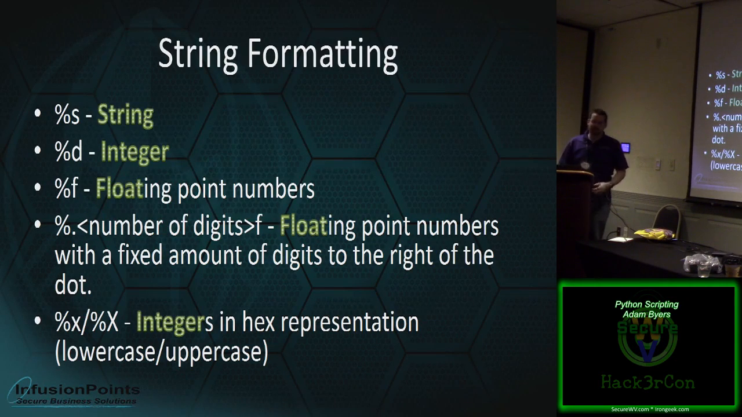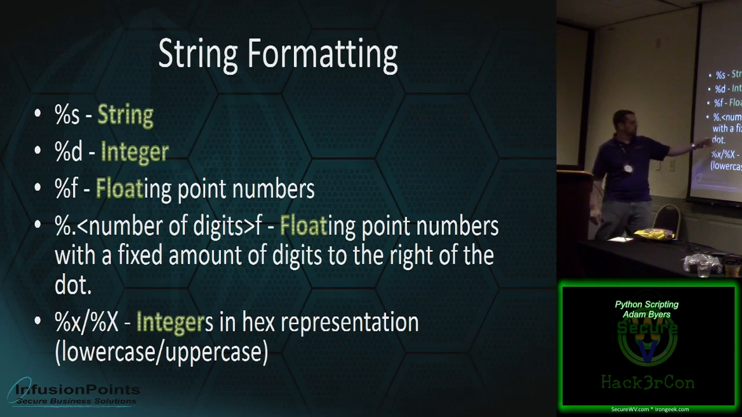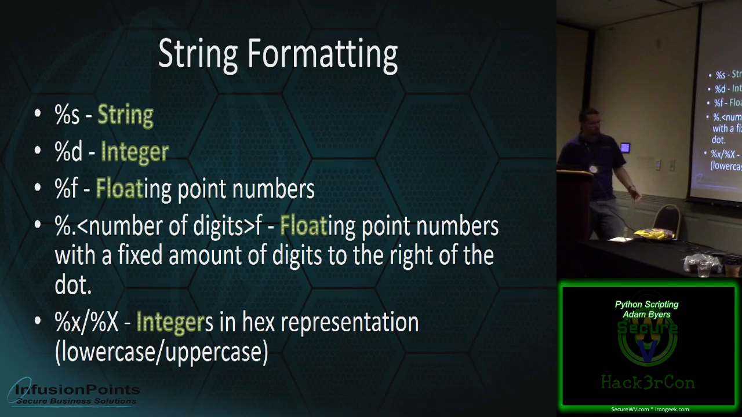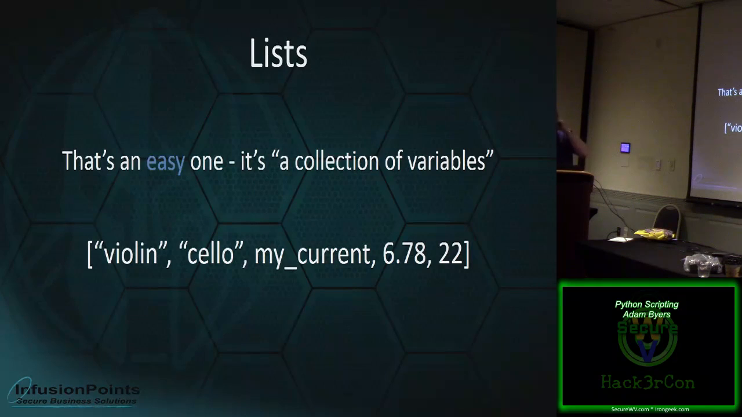If you're giving, say, 76.3% of the passwords have been cracked, to give sort of a status for your script, you throw a floating point number in there. You can also throw a number in front of the F to give it 2 or 3 decimal places. And the X would be integers in hex representation. So a few different ways you can have strings show up in there.